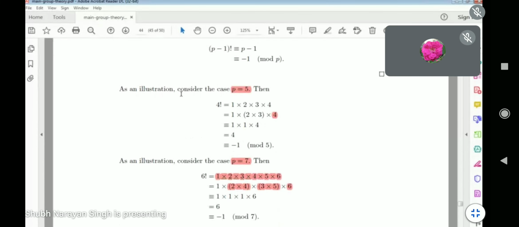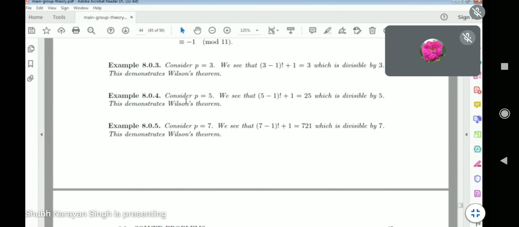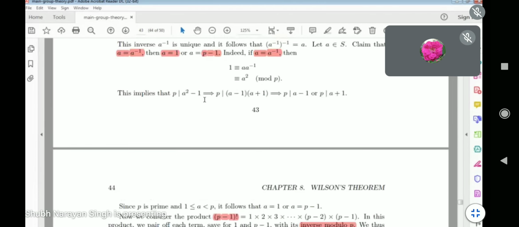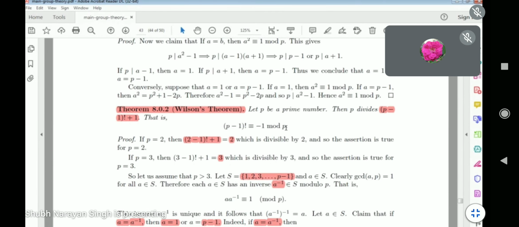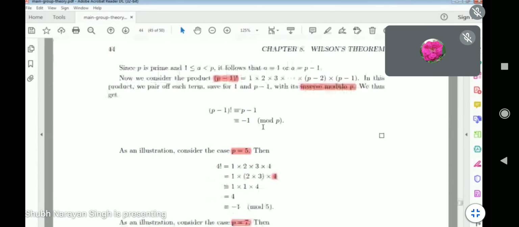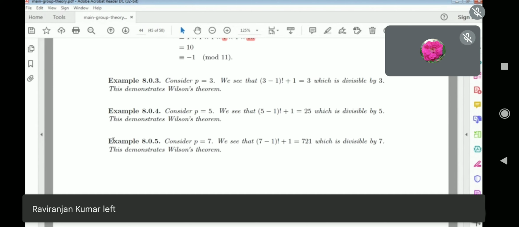And based on this proof, something I write here. So what does Wilson's theorem say? That p always divides this term, p minus 1 factorial plus 1. So I also verify this statement of Wilson in these 3 examples.